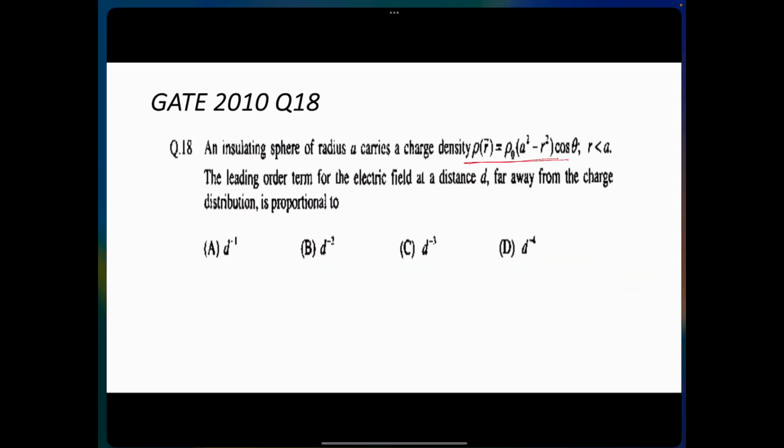So let's come back to the question. D to the power minus 3. Far away from the charge distribution, the leading order term of the electric field at a distance d is proportional to d to the power minus 3. This should be the correct option for this particular question.